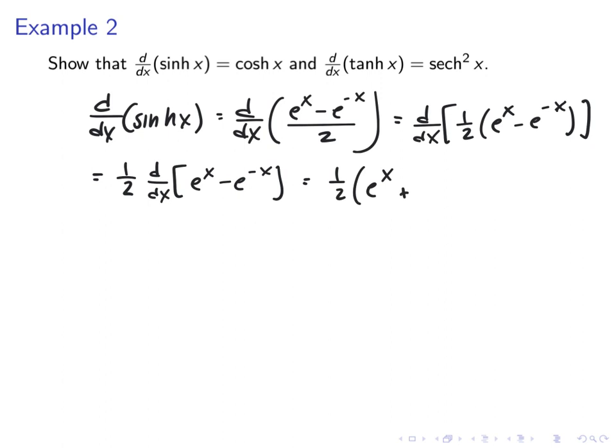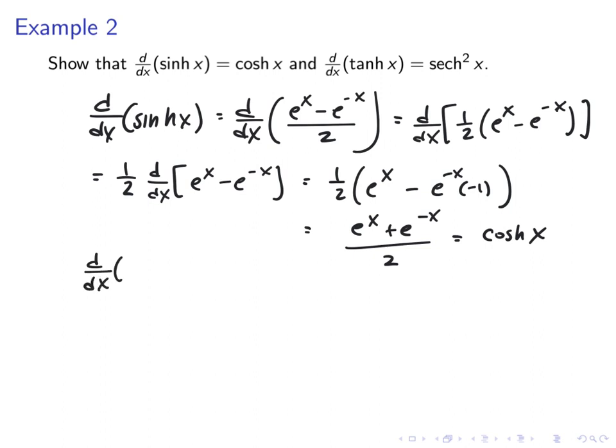Let me just be explicit here when I write this down. So you'll get minus e to the negative x times negative 1 from the chain rule. And that, of course, will just give you e to the x plus e to the negative x times 1 half, or you can write over 2, which is, of course, cosh x. Okay? Now, to show the derivative of tanh is hyperbolic secant squared, you just use the quotient rule, just like we did for tangent. It should be almost the exact same problem.